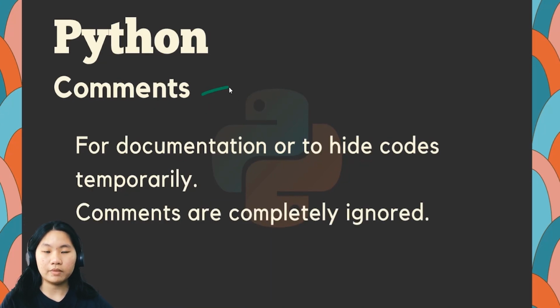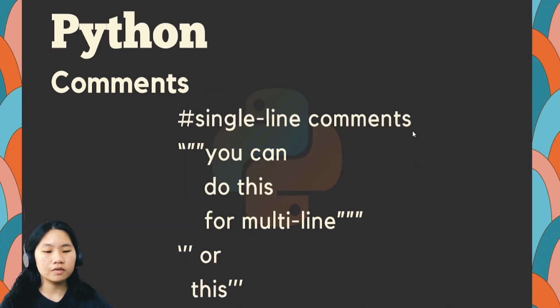Next up, comments. As you know, comments are mainly for documentation or to hide code temporarily to prevent it from being executed, so you can test different parts of code as well as debug it. And like many others, comments are completely ignored. So this is a single line comment. You can do this, single line, or if you want a multi-line with the same symbol, you can simply write it on another line, and just like that, all right?